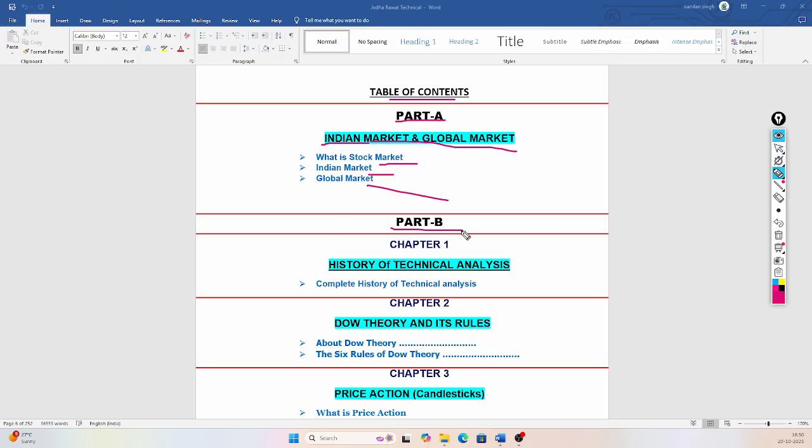Now in part B, we have chapter number 1, history of technical analysis. Part B has chapter 1, chapter 2, chapter 3, maximum 8. So let's see. In chapter number 1, history of technical analysis, we'll learn the complete history of technical analysis.